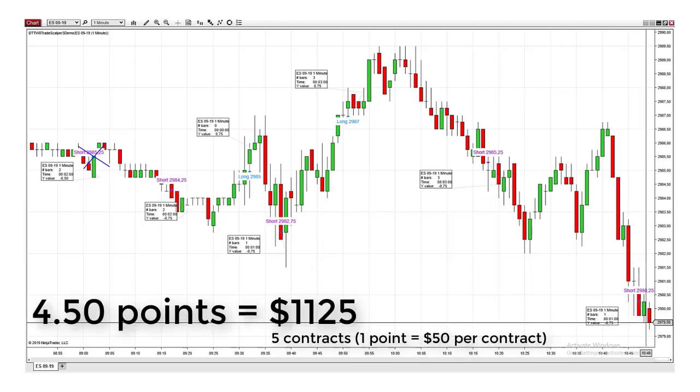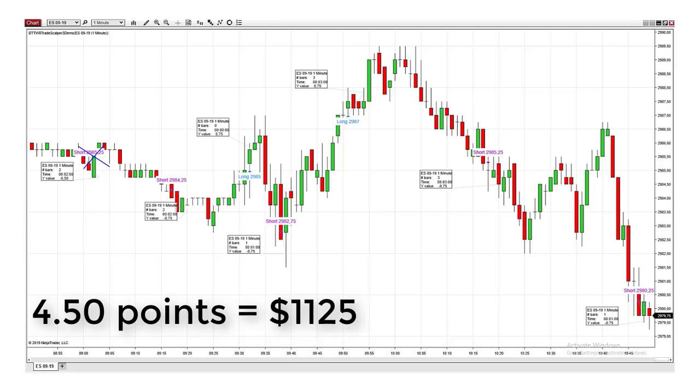So in total, 4.5 points. 1 point is $50 per contract that you trade. So if you trade 5 contracts, this would have been a $1,000 plus winning streak right here. We can do this all day long.